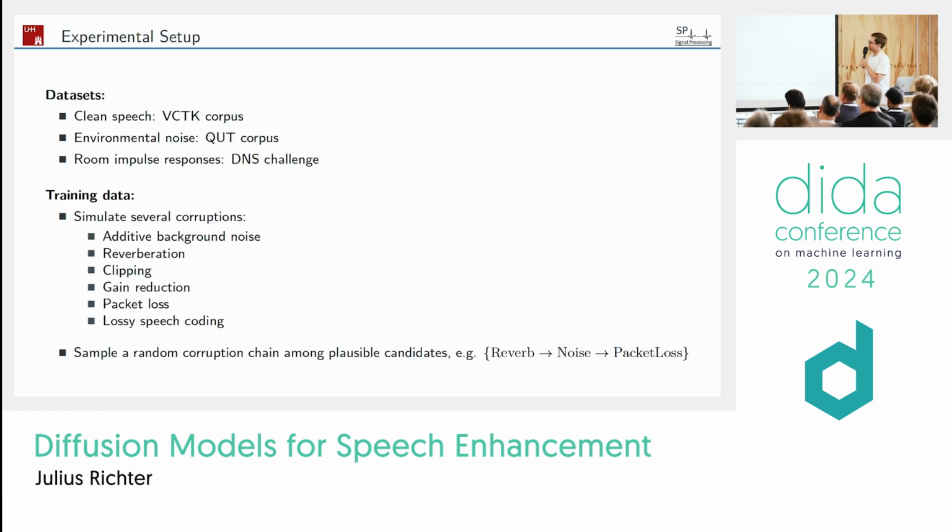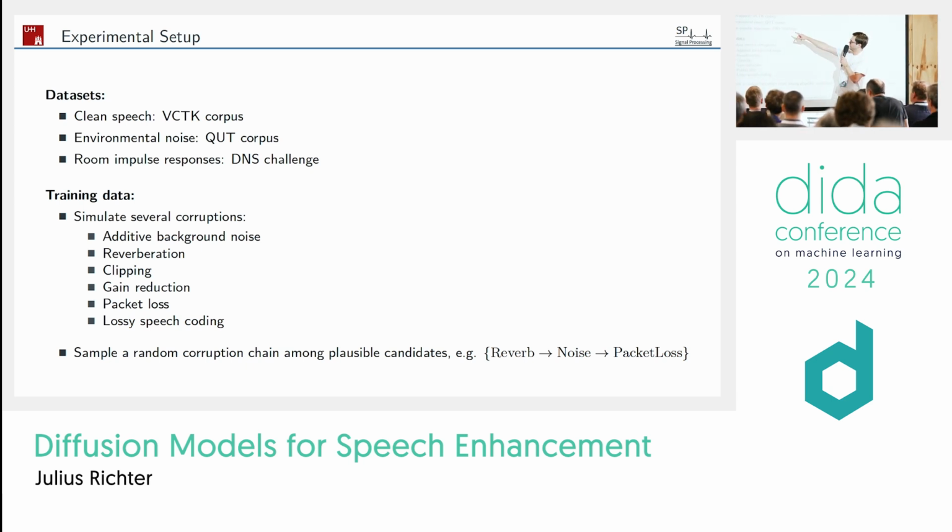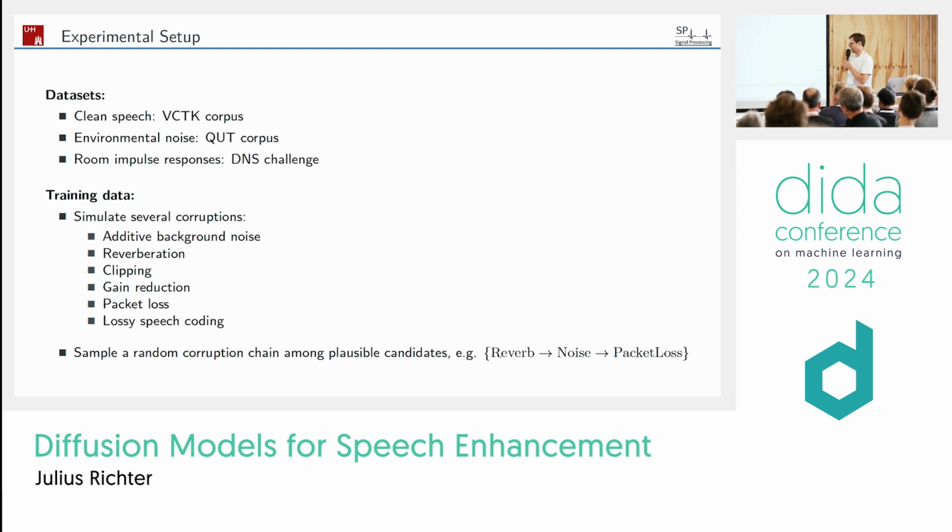All right, so this is the experimental setup. We have clean speech at 48 kilohertz, noise, and room impulse responses for the reverb, and then we simulated several corruptions: additive background noise, just adding these two up; reverberation, convolving with the RIRs; clipping, where you just increase the amplitude and then clip; gain reduction; packet loss, where you drop some packets; and lossy speech coding, which some of you might know from MP3, so some kind of codecs, which we also detected when listening to the test set.